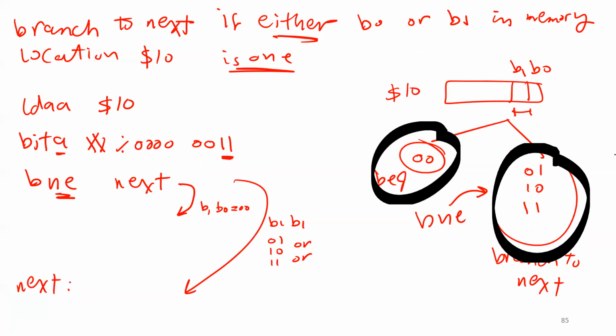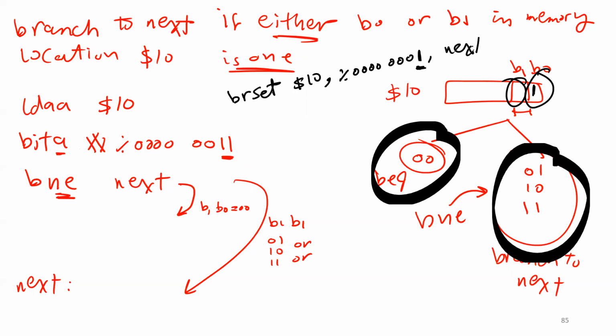For example, I can use branch, or you can use AND, whatever you can do. So for example, I can say branch if clear. Sorry, branch if set. So I'm going to check this one first. If this one is 1, go to next. If not, I'm going to check the next one. So look how I made it. I'm going to say branch if set, memory location number 10. And then I'm going to say %00000001. So if this bit is 1, please go to next. If not, it's going to come here.